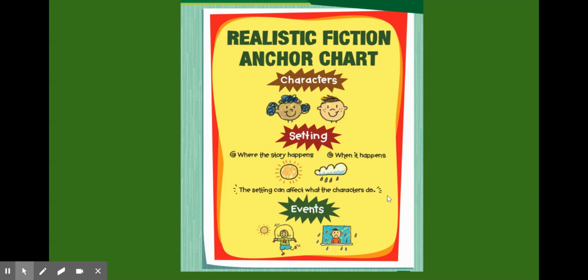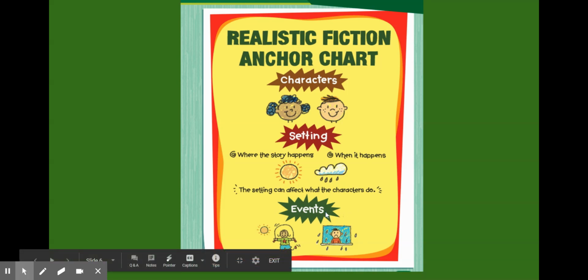So, for example, if the setting is a sunny day, then the characters are able to do certain things, and that's where our events come in. If it's a sunny day, then the characters can be outside playing. But if the setting is a rainy day, then our characters more than likely will have to be inside. And that is our anchor chart for realistic fiction.